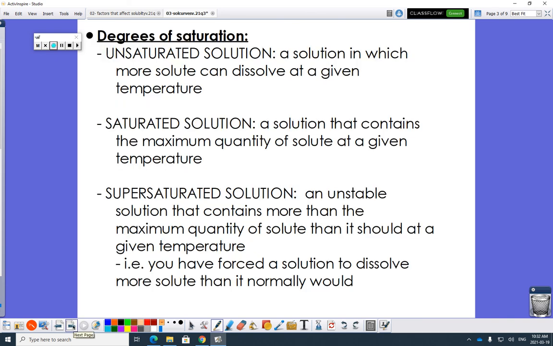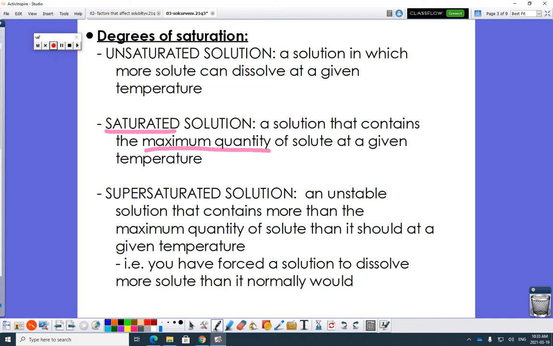So there are three kinds of solutions that can be described using a solubility curve. An unsaturated solution means that more can be dissolved, so you're not at the maximum yet. A saturated solution is the maximum. That's why on a curve, the line represents the saturation point. Again, it's the maximum quantity, but it has to be at a specific temperature.